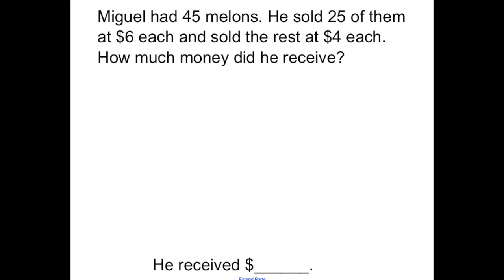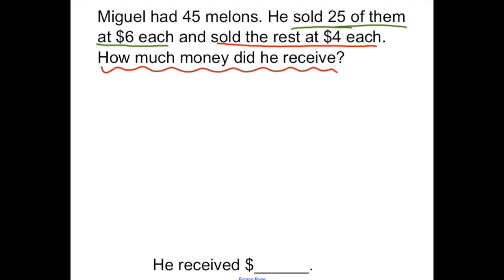he sold 25 of them at $6 each. And I also know that he sold the rest at $4 each. I want to know how much money did he receive. So this is a how much in all did he receive. So I'm actually going to draw this as two-part whole problems. Once again, I know that he sold 25 of them at $6 each.